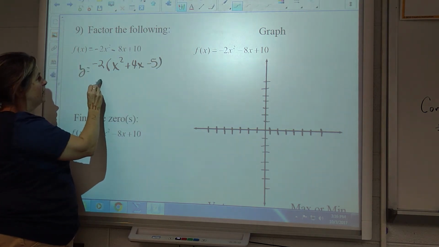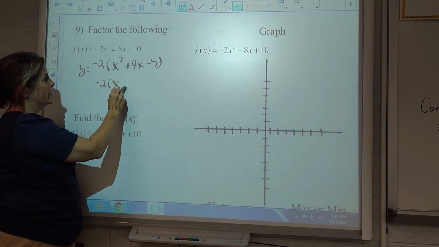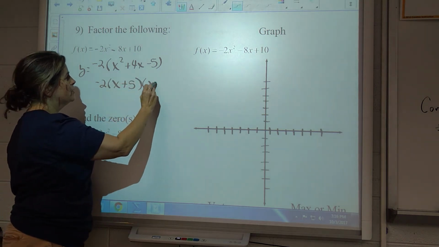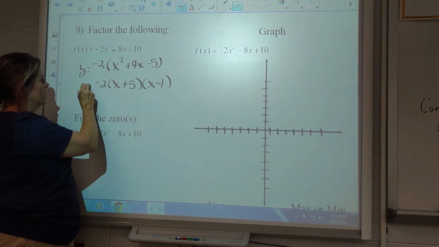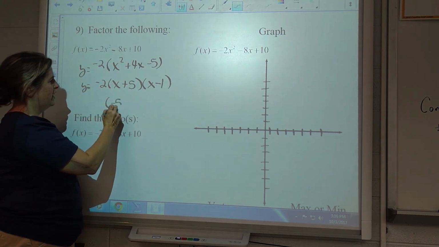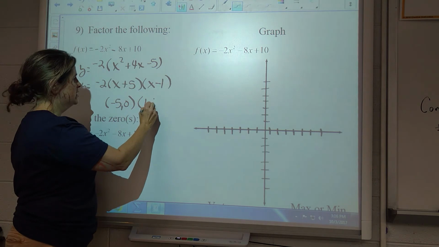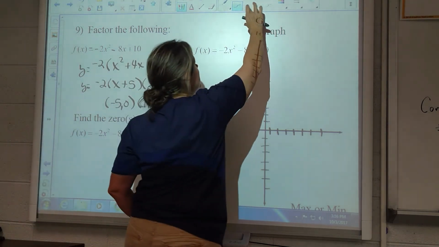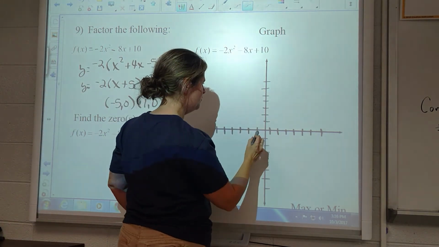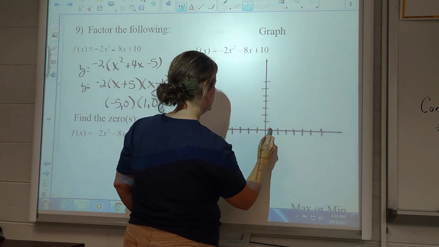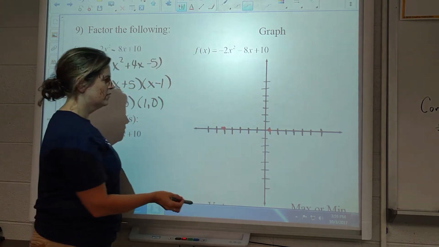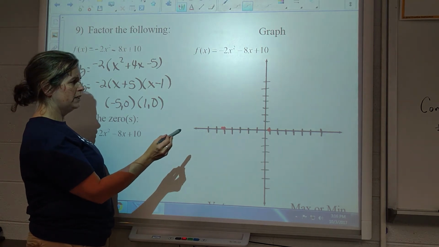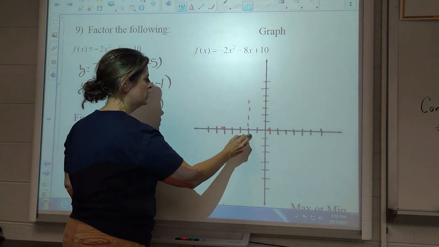Then you're simply going to factor that trinomial. So that's x plus 5, x minus 1, and our x-intercepts are going to be at negative 5, 0, and 1, 0. We graph those so that we can find the middle, which is our axis of symmetry. All right, and the middle of that would be negative 2.